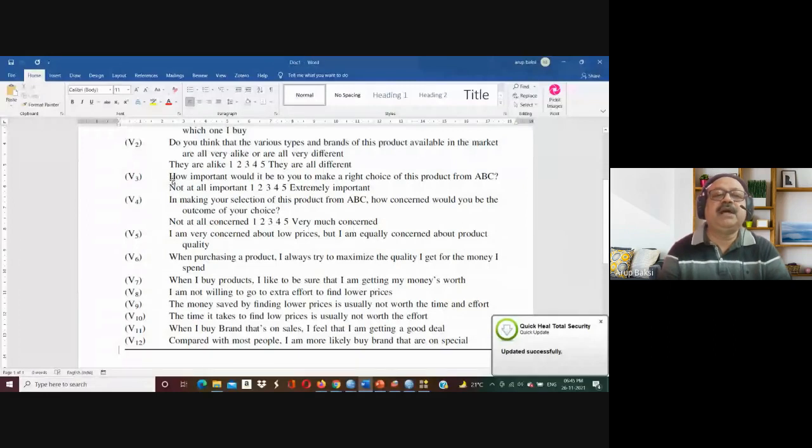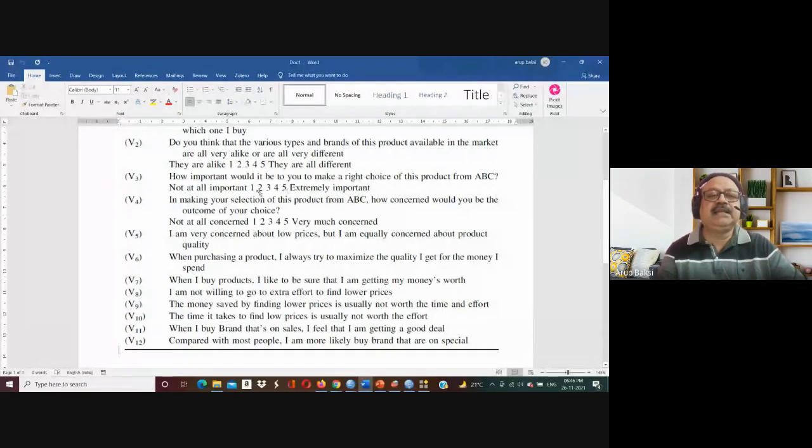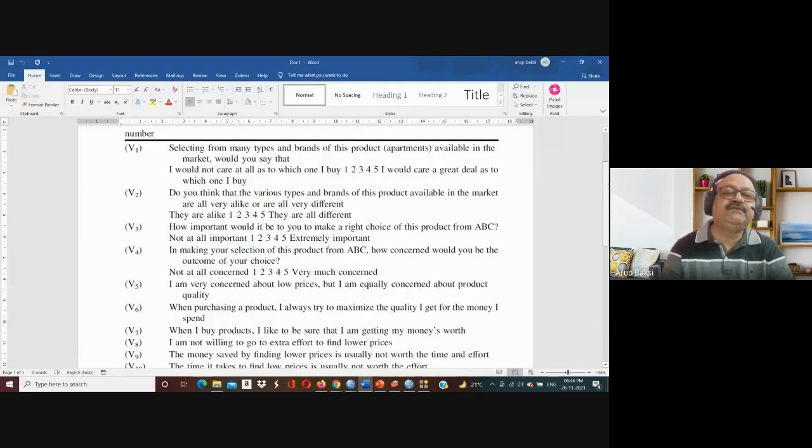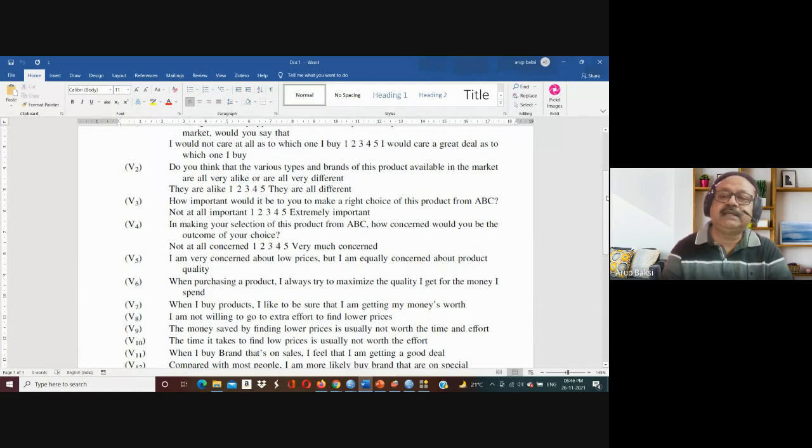So say, for example, how important would it be to you to make a right choice of this product from the ABC builders? Say not at all important is 1, and extremely important is 5, and there are certain intermediary levels of agreeableness with regard to this thing. So in making your selection of this product from ABC builders, how concerned would you be about the outcome of your choice? Not at all concerned is 1, very much concerned is 5. So this is the kind of scale, and these are the 12 variables that have been used.